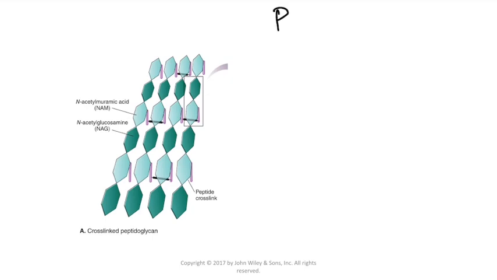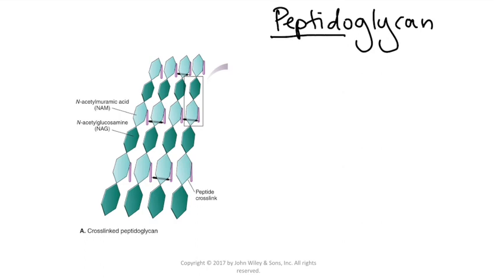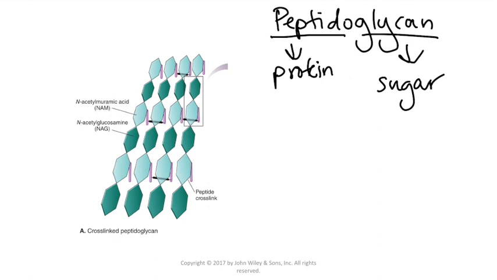Bacterial cell walls are made up of a particular structure called peptidoglycan. Only bacteria use peptidoglycan in their cell wall. No fungi, no plants use this, so it's unique just to them. And as you can tell from its name, peptido, it's going to be made up of protein and glycan, sugar. So proteins and sugars. There are two different sugars that get linked together. They're named N-acetylmuramic acid and N-acetylglucosamine.